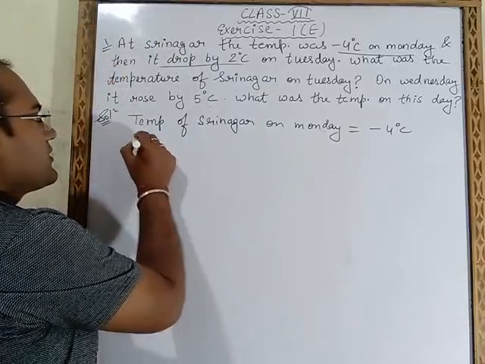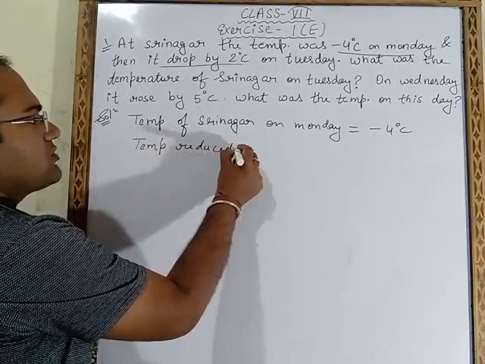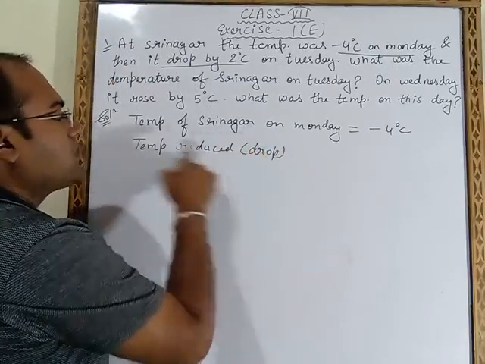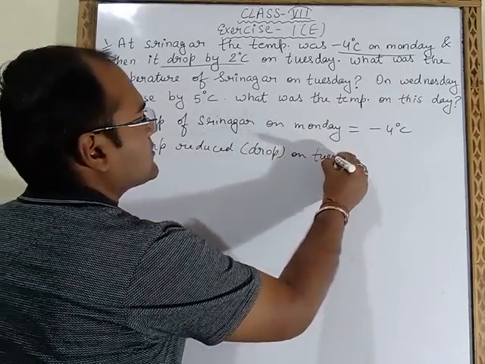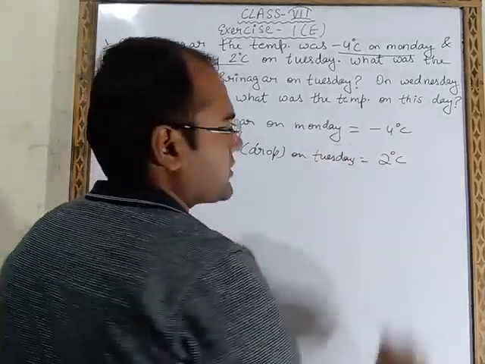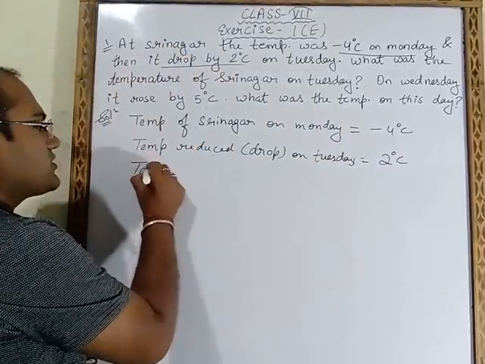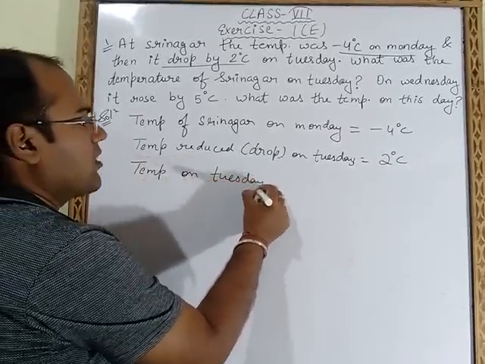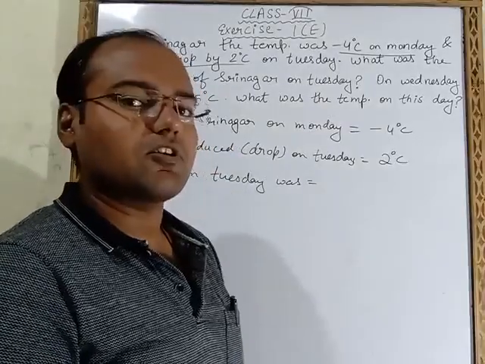So what do you have to write now? Temperature reduced, or you can say in the bracket you can write, drop. Temperature drop on Tuesday. How much? 2 degrees Celsius temperature drop on Tuesday. So now we will find the temperature on Tuesday was.